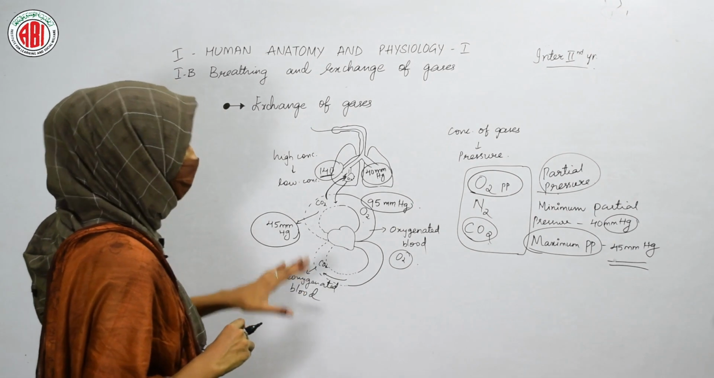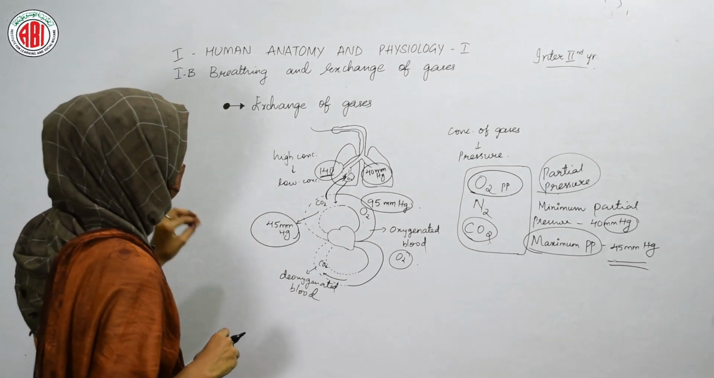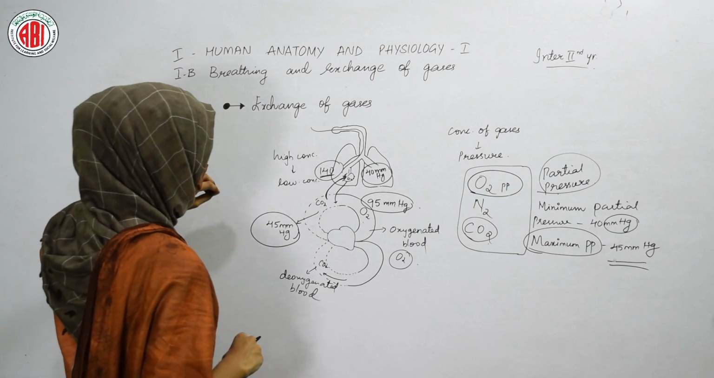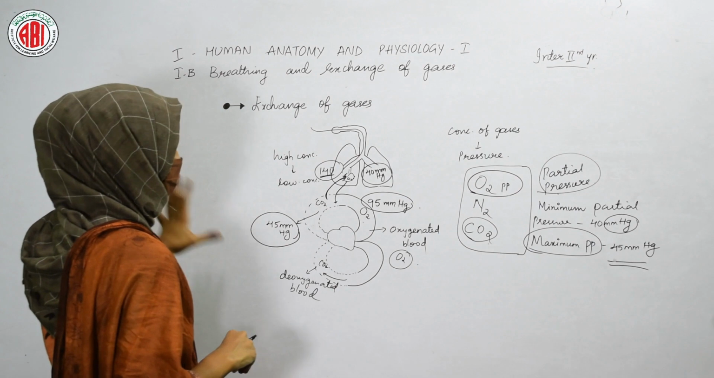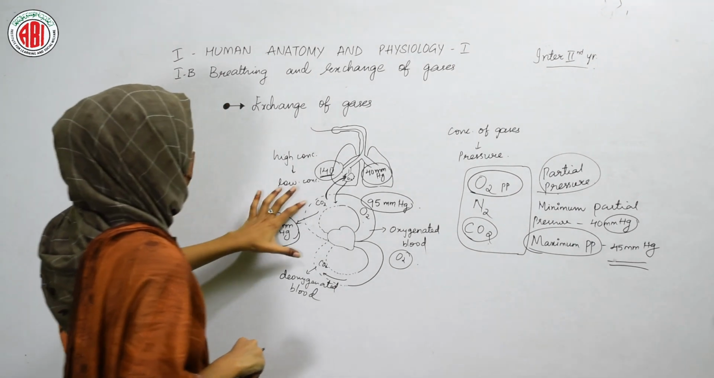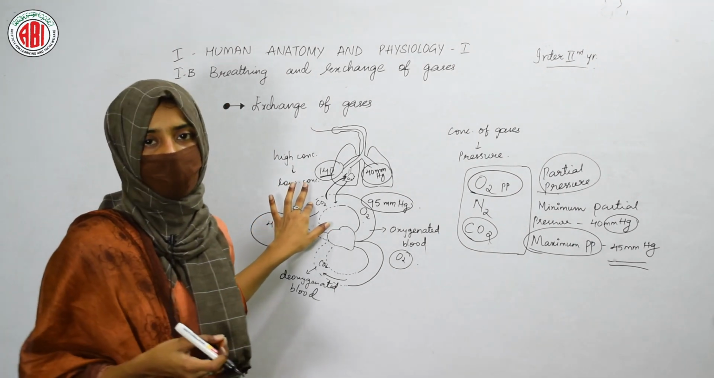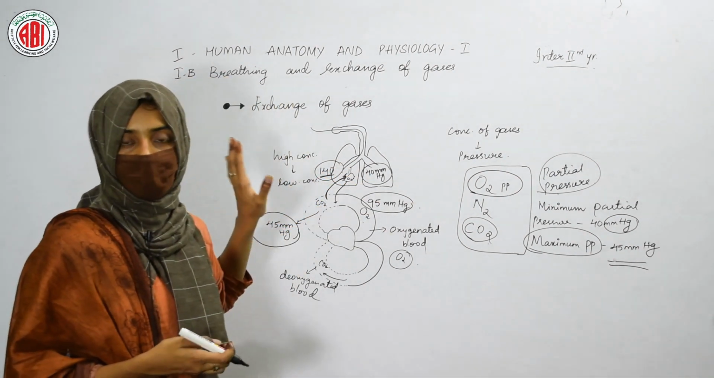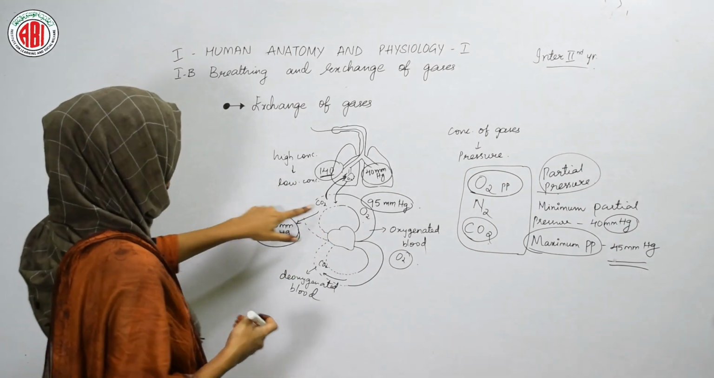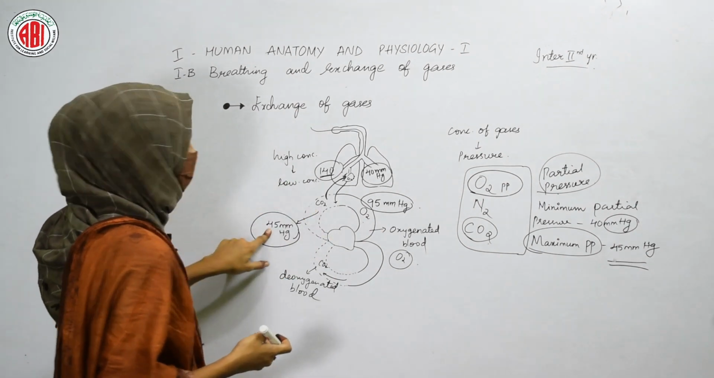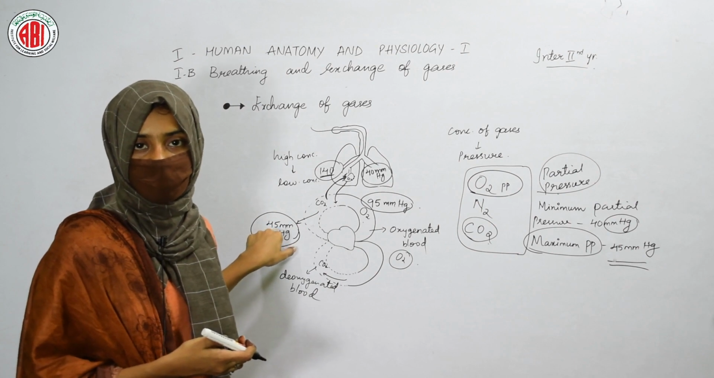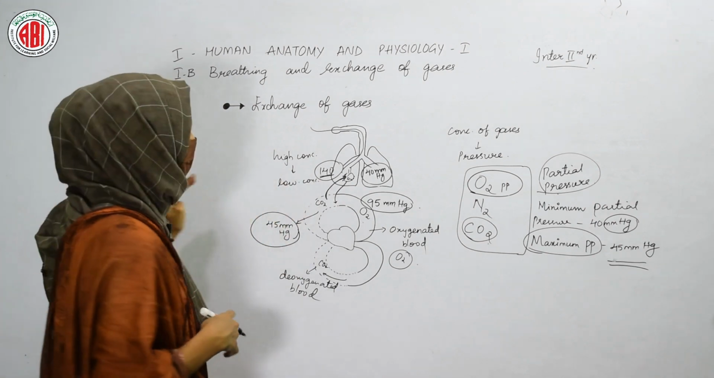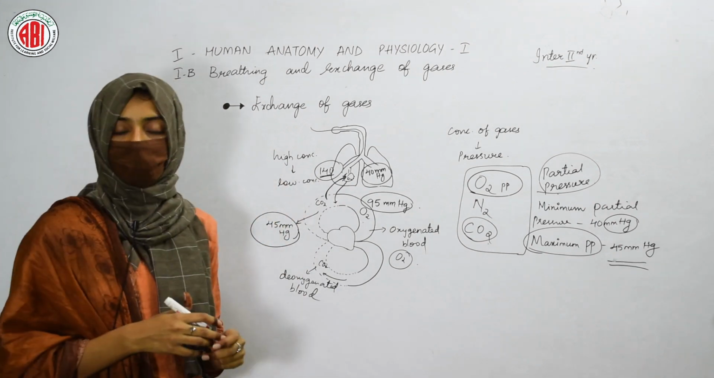The maximum partial pressure of oxygen will be 140 mmHg and the minimum partial pressure of oxygen will be 40 mmHg. And likewise, the minimum partial pressure of carbon dioxide will always be 40 mmHg, and the maximum partial pressure of carbon dioxide will always be 45 mmHg. It doesn't exceed this value. Now I'll make a table for better understanding of the partial pressure of the different gases.